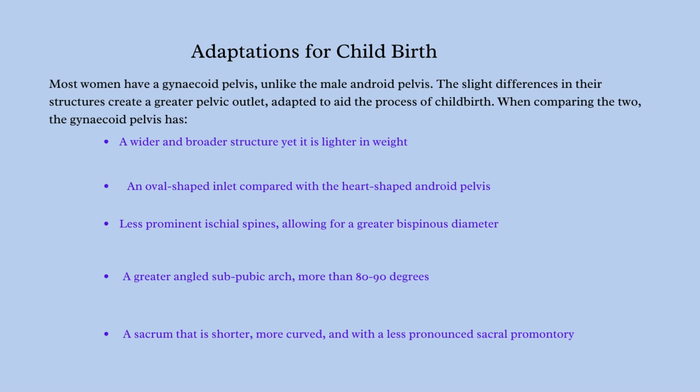An oval-shaped inlet compared with the heart-shaped android pelvis. Less prominent ischial spines allowing for greater bispinous diameter. A greater angled subpubic arch, more than 80 to 90 degrees. A sacrum that is shorter, more curved, and with a less pronounced sacral promontory.